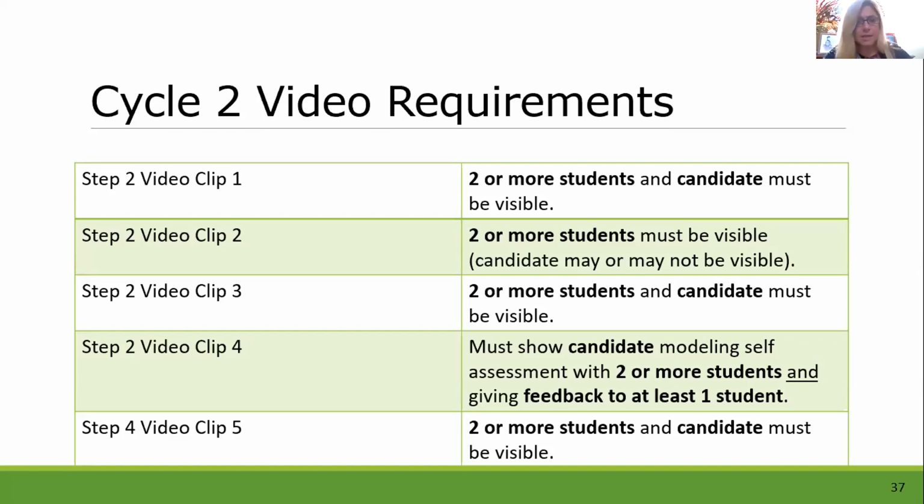Amy, before we proceed, I just want to go back and revisit that language for step two, video clip four. We did highlight the two or more students in terms of the modeling, because it should be for the class. But if the candidate selects the portion of the video clip that only shows the feedback to at least one student, it really is for clip four, we have to see the one student and the candidate. So I think maybe we can rework this slide a little bit before we send it back out to say that it is actually one student that's been required throughout year three for clip four. Thank you.